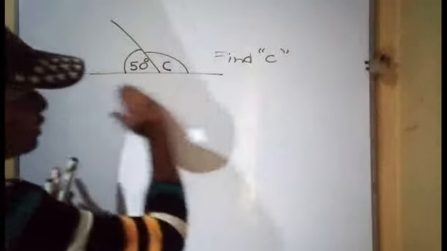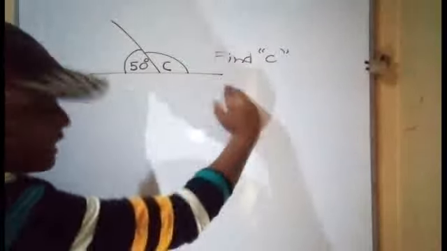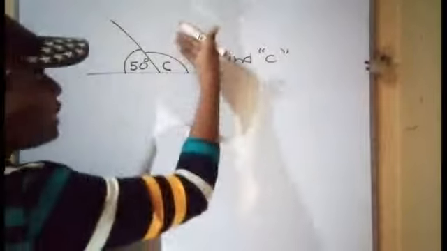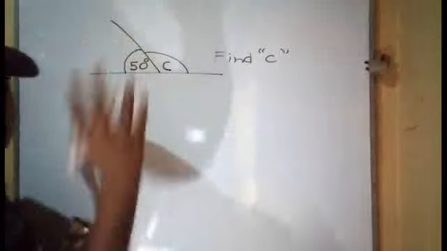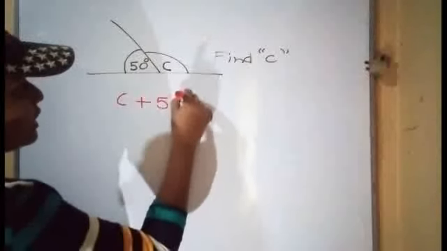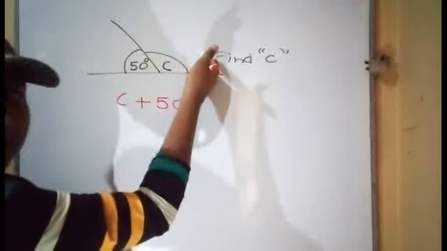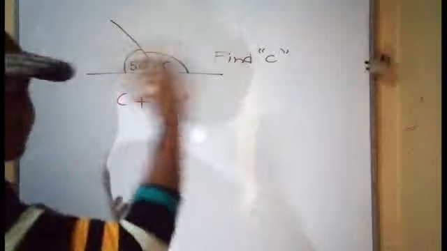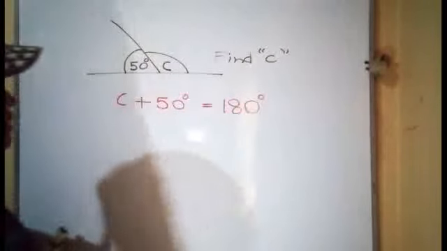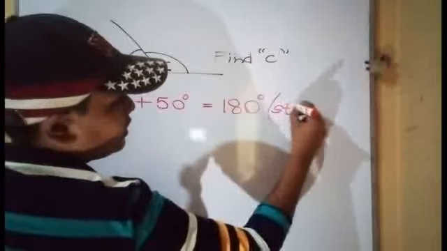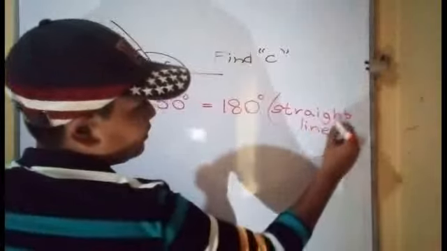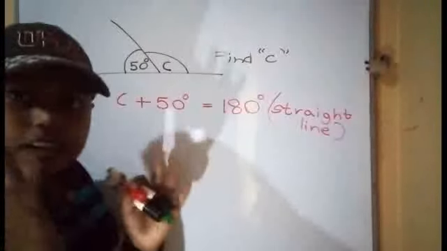This line is called 180 degrees. Now you have two pairs of two angles, that's C plus 50. The C pair and the 50 pair. C plus 50 equals 180. You can write the reason: straight line. You want to write the reason.